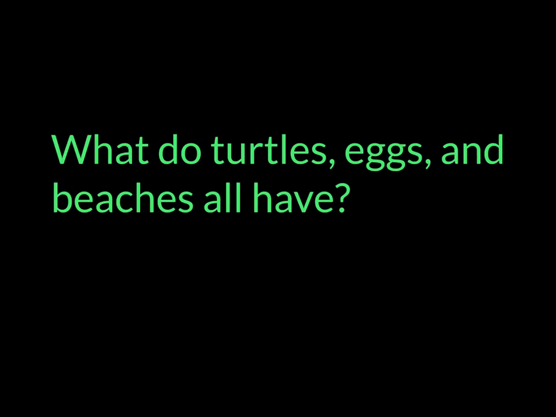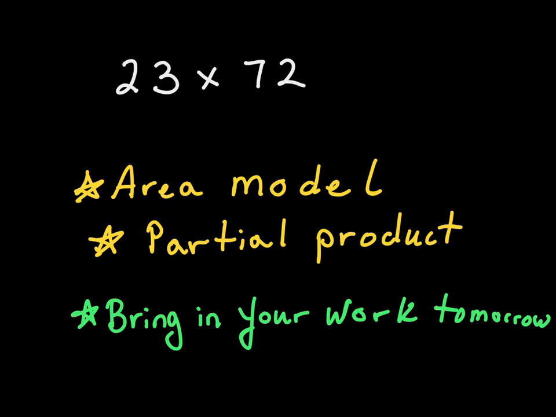What do turtles, eggs, and beaches all have? You got to solve this riddle by answering the next 2 questions. Good luck. 23 times 72. Use an area model and a partial product method, and bring both of those tomorrow. I want to see your area models and partial products on solving 23 times 72 tomorrow.